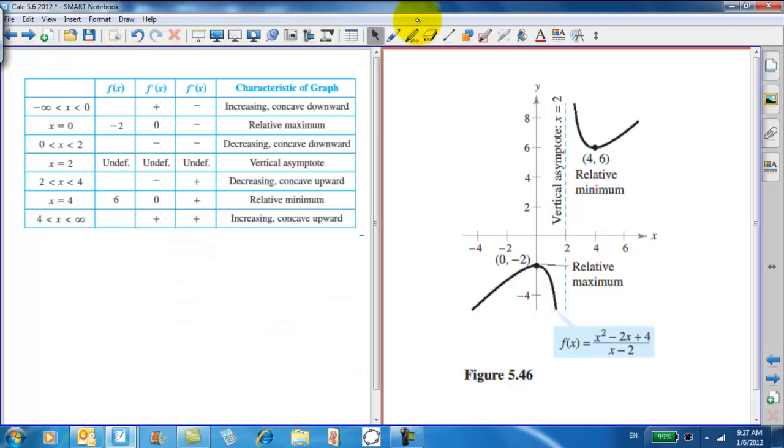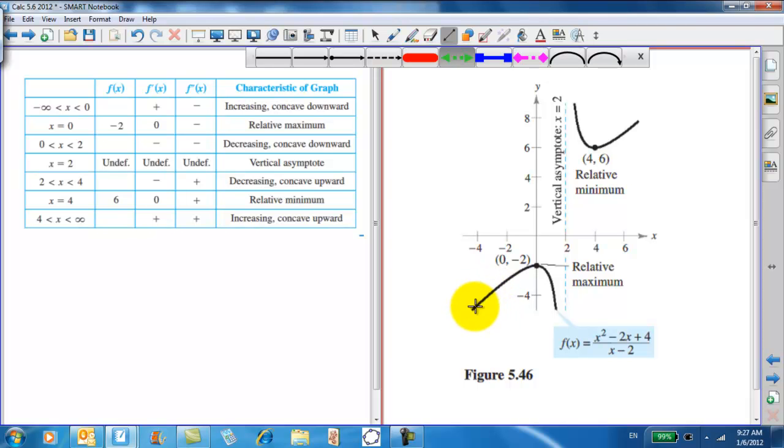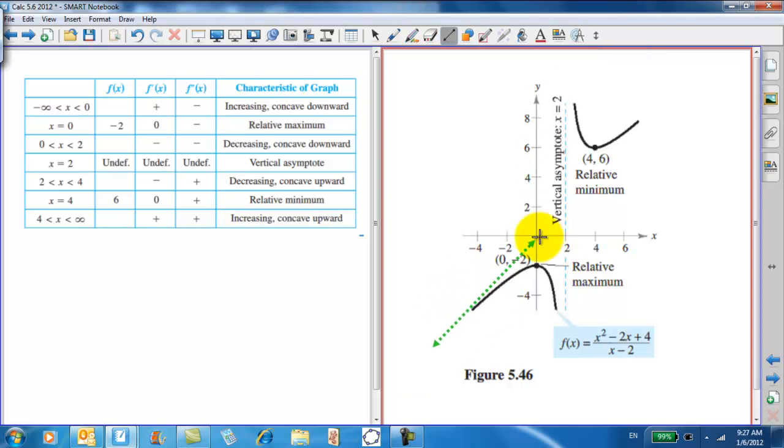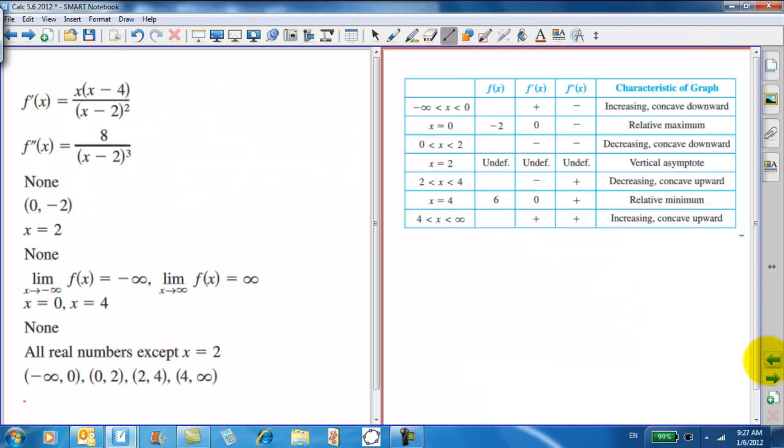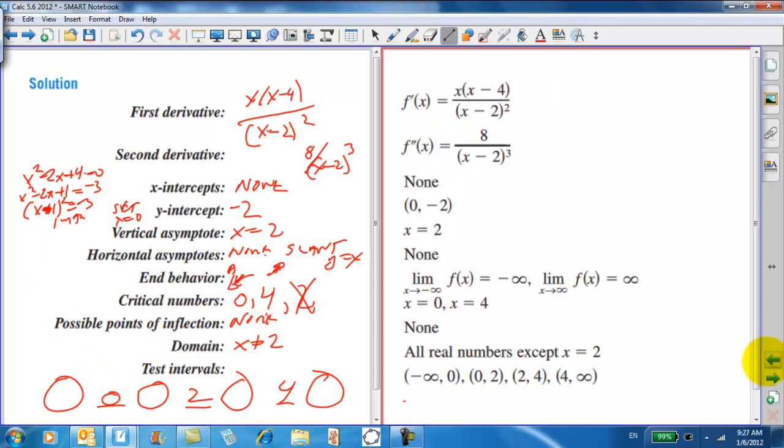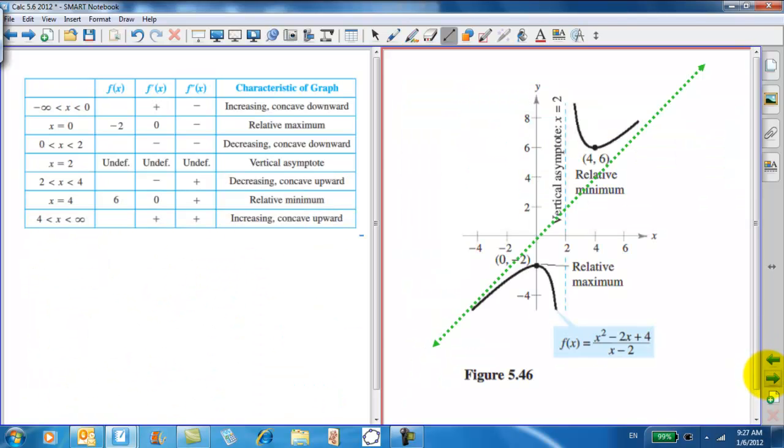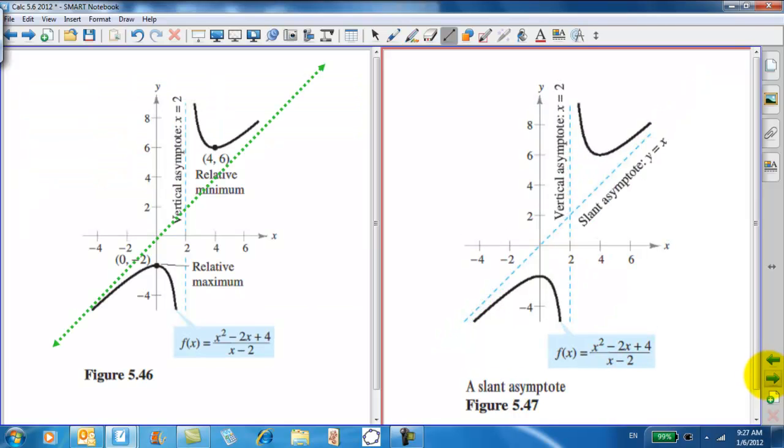All right, and notice what's not in here is the slant asymptote that we talked about. Let's pop that in there. Got this nice slant asymptote at y equals x, I believe. Let's check that. Slant asymptote, y equals x, yeah. So it's more the end behavior there. Oh, they did put it in. Okay.